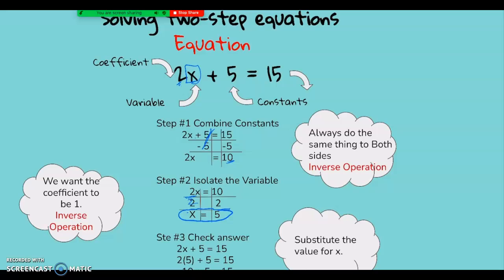Step 3, I forgot a P right there, is to check your answer. So you go back and write the original equation, which is 2x plus 5 is equal to 15. And then you substitute the value for x, which was 5. And now you have 2 times 5 plus 5 is equal to 15. Well, 2 times 5 gives me 10, plus 5 is 15, and 15 is equivalent to 15. That is a true statement.